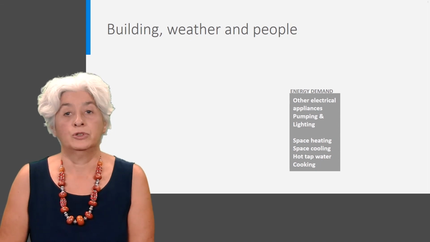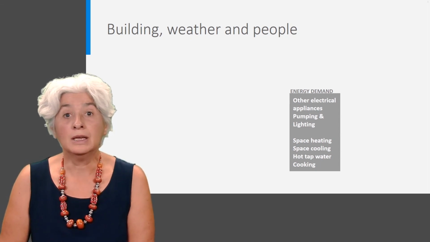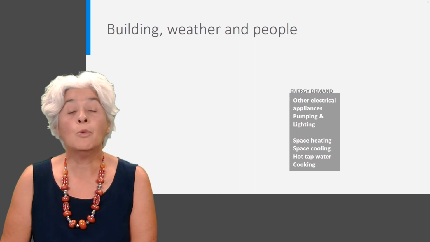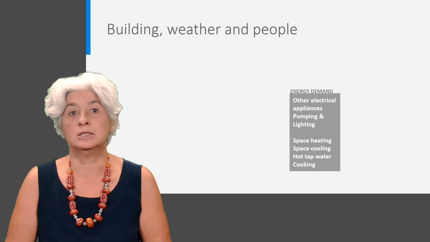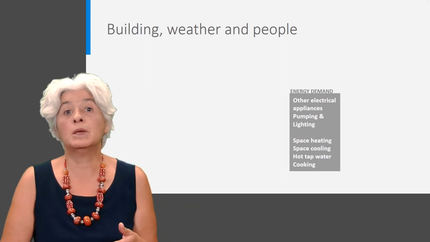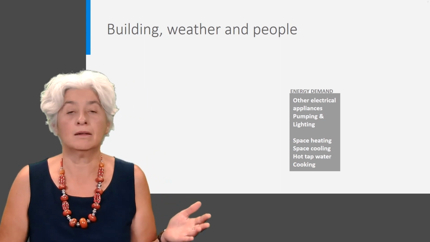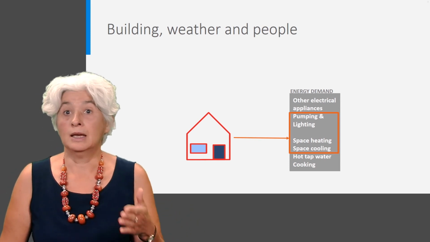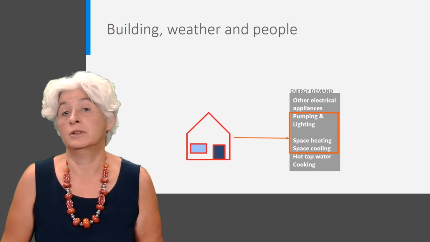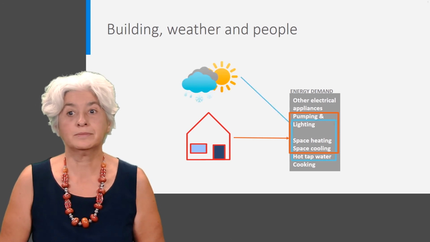The demands for space heating and space cooling depend very much on how well the building is insulated, how airtight the building is, that is, how much outside air is coming in it. All these are building characteristics. And the demands for lighting, heating and cooling are also very dependent on the weather conditions.